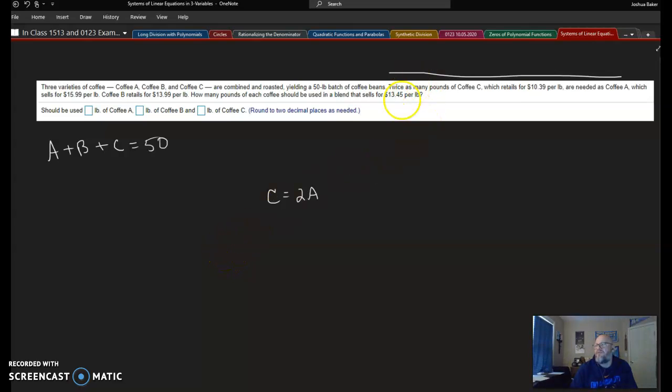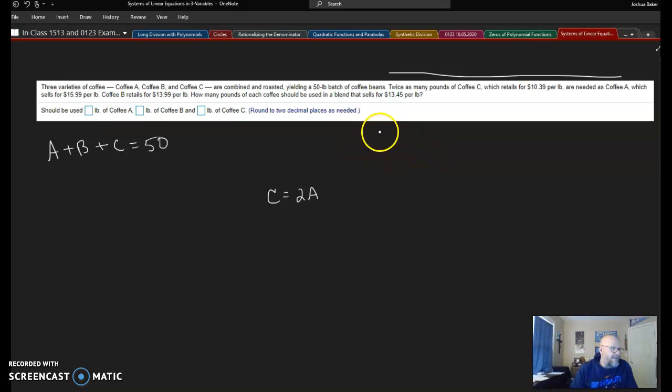Okay, I've got to use twice as many pounds of C as A. So if I have 14 of C, then that means I'm only going to use 7 of A, right? In order for that statement to hold true. So again, that was just kind of a for instance. And then I know the prices of these coffees, okay?